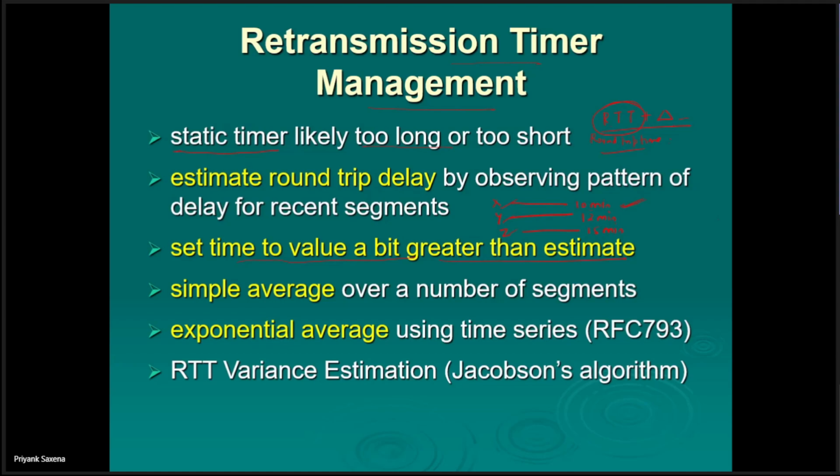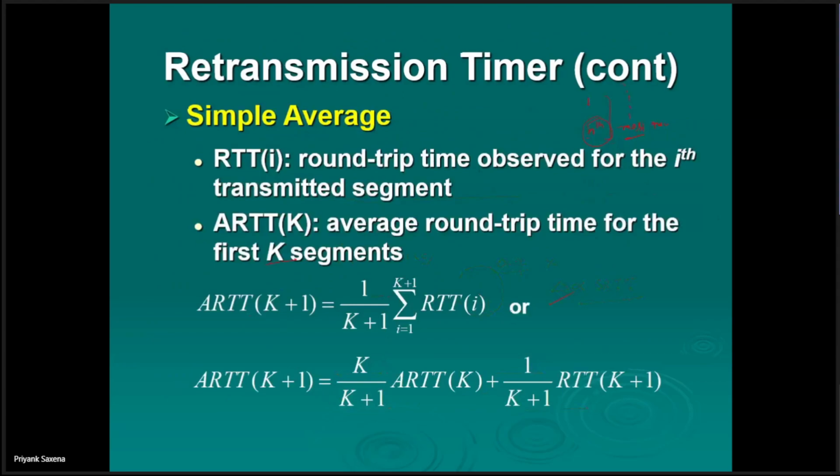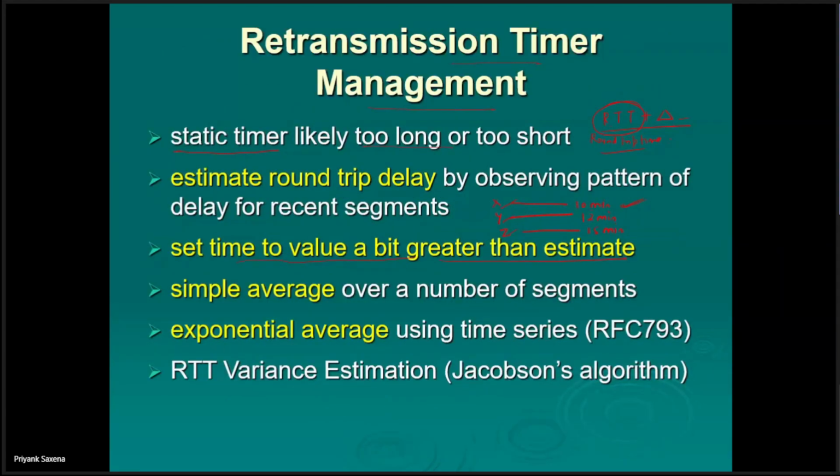So there can be a number of conditions that can result. You can take a simple average over a number of segments, or you can take an exponential average using time series, or it can be RTT variance estimation. RTT is basically retransmission timeout, round trip time variance estimation. So there are different algorithms.